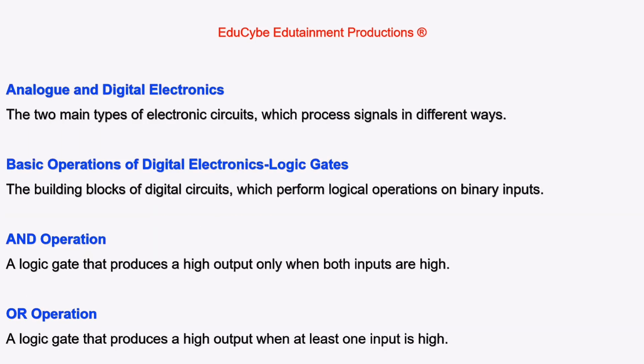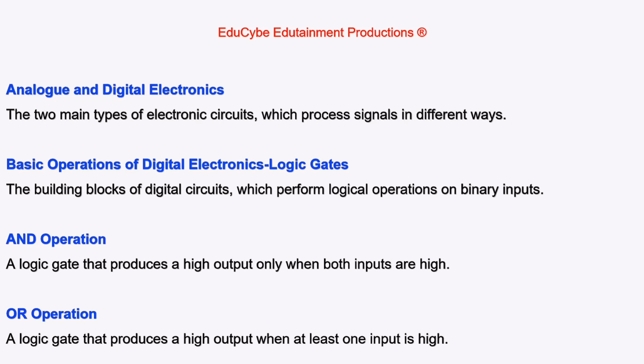Analog and digital electronics. The two main types of electronic circuits, which process signals in different ways. Basic operations of digital electronics: logic gates. The building blocks of digital circuits, which perform logical operations on binary inputs.